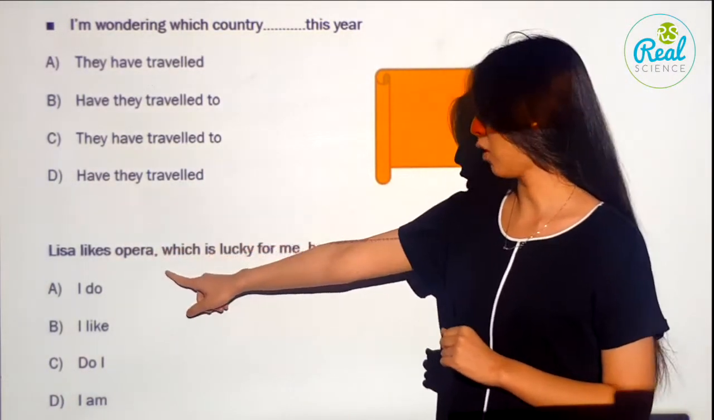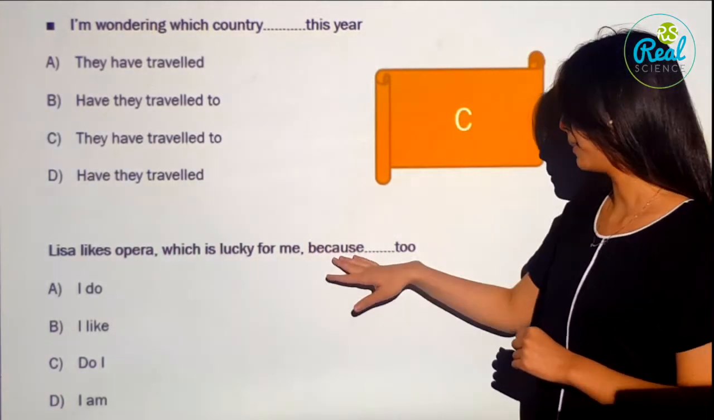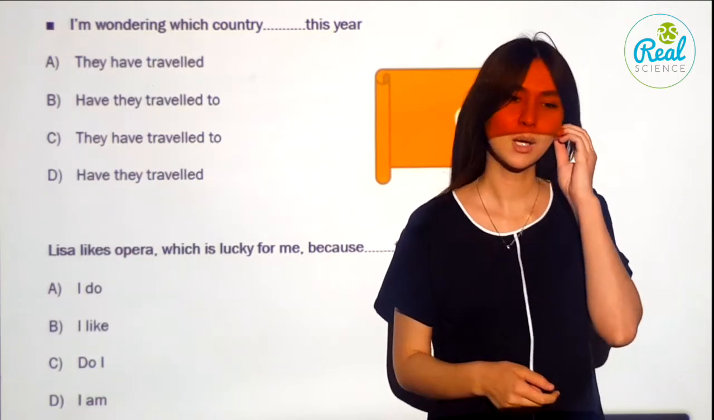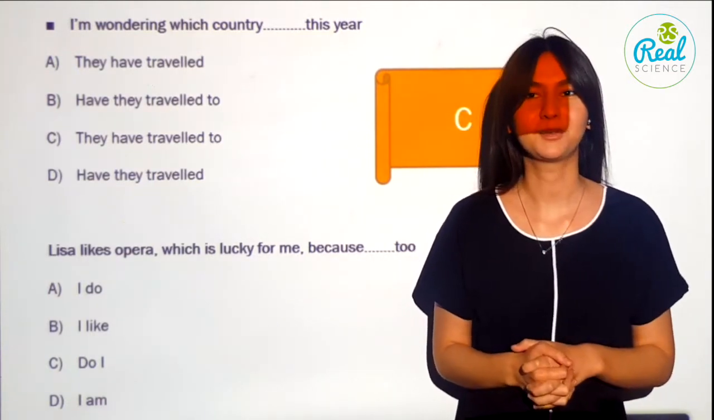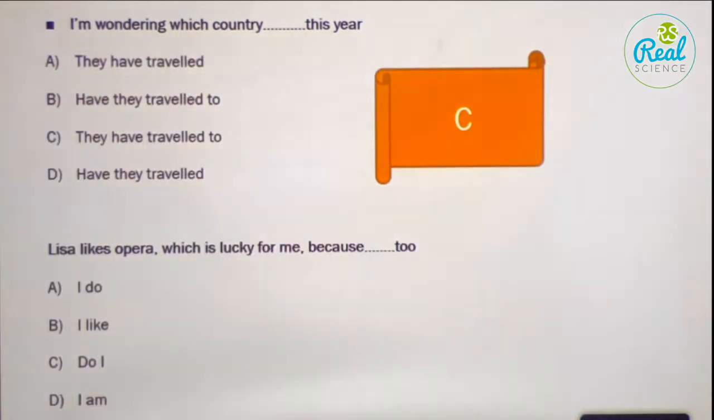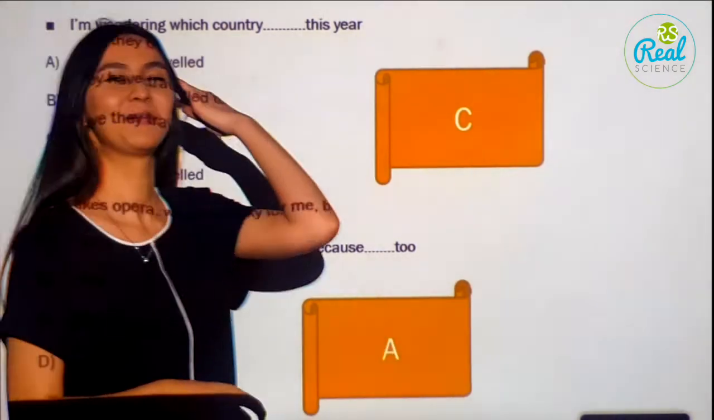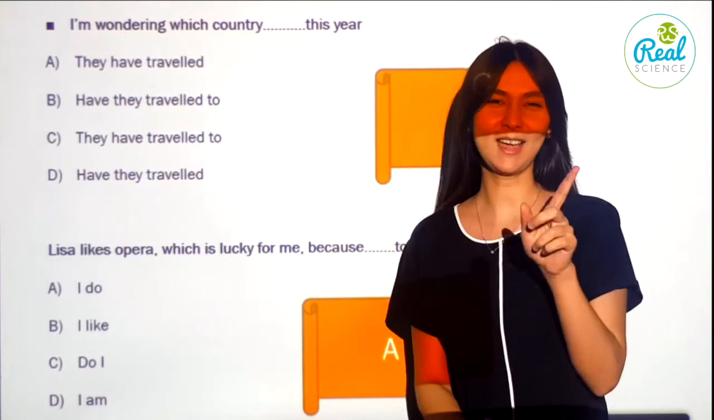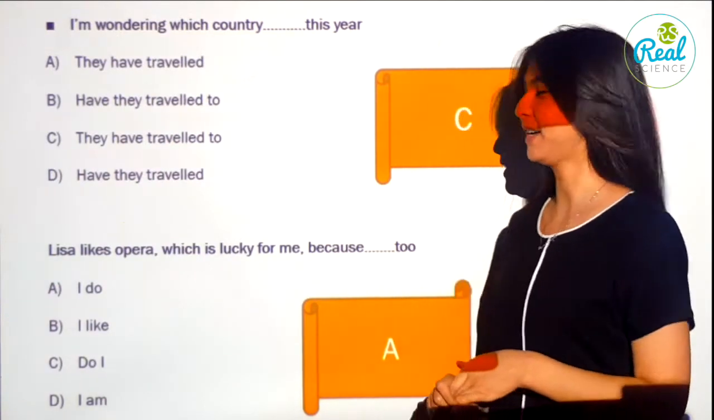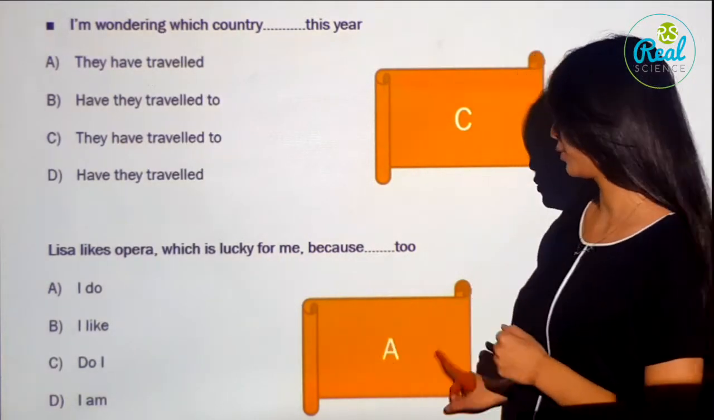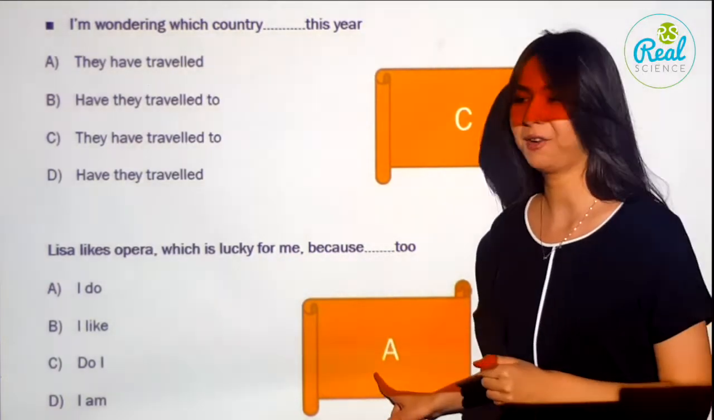Next one. Lisa likes opera, which is lucky for me because I do too. Who said I do? Good job. I heard I do, so that person was right. Lisa likes opera, which is lucky for me because I do too. So the best option here is A, okay?